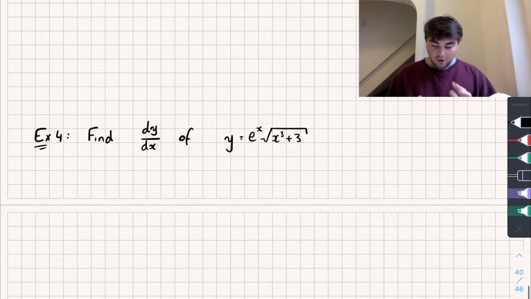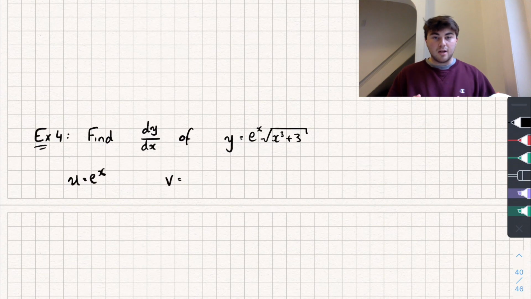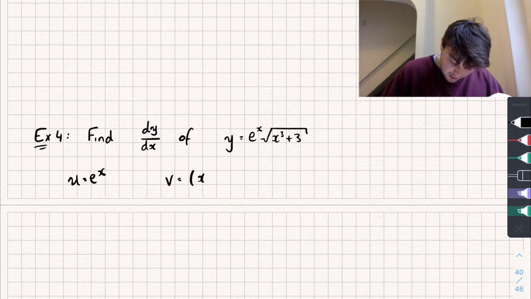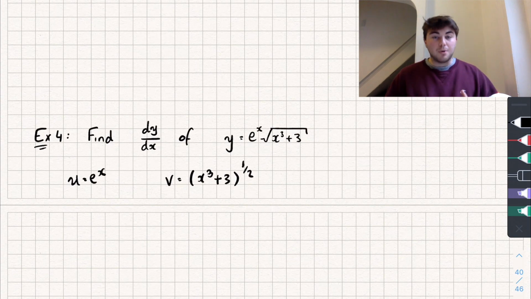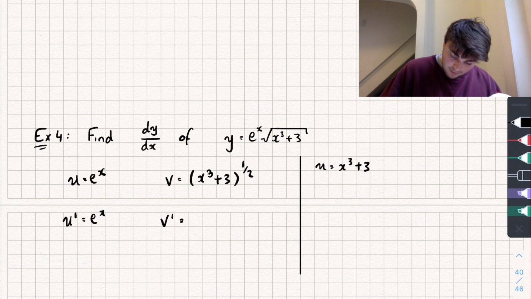Now let's look at the final example where we need to take the derivative of e to the x all multiplied by the square root of x cubed plus 3. And so in this example the function u is going to be e to the x and v is going to be the square root of x cubed plus 3, which we could actually write as x cubed plus 3 all to the power of 1/2, because doing that is just going to make it a bit easier, I think, for me to take the derivative. So derivative of u is just going to be e to the x, and again we're going to use the chain rule to find the derivative of v, and we could say u is equal to x cubed plus 3, so v is going to be u to the power of 1/2.